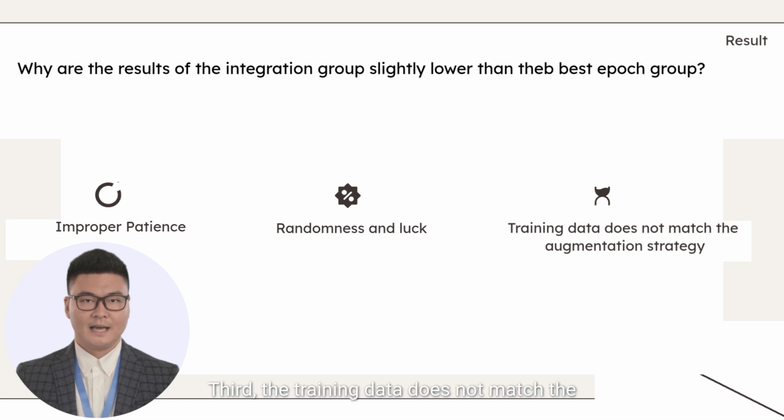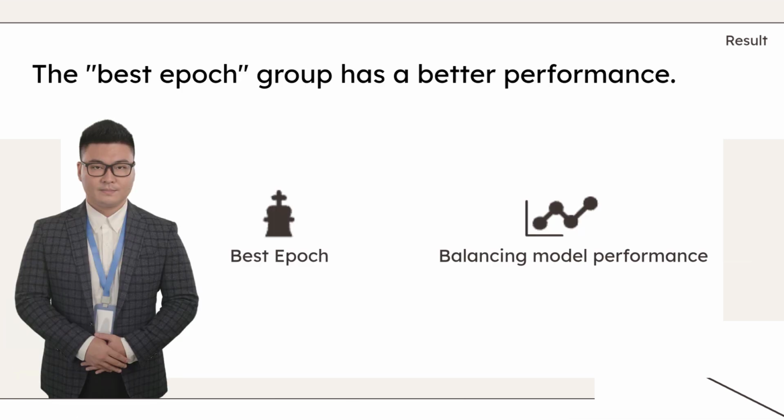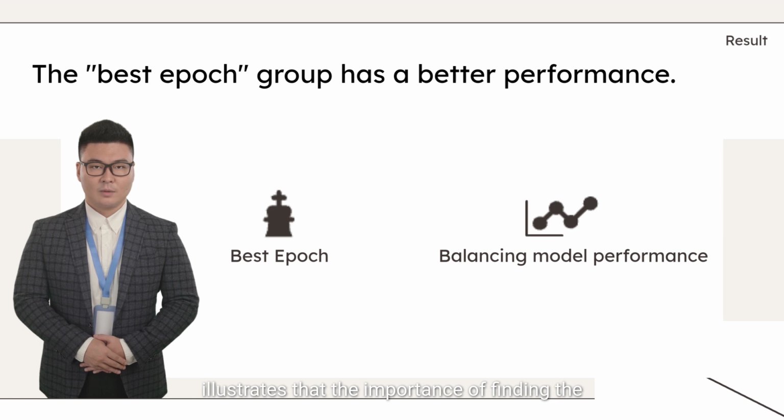Third, the training data does not match the augmentation strategy. For example, if the color of the image is often changed during the data augmentation process, but the color information is a key feature in the actual application, then such augmentation may weaken the recognition ability of the model. Furthermore, the best epoch group achieves the highest F1 score and precision, which illustrates the importance of finding the optimal epoch to achieve an accurate and balanced model.